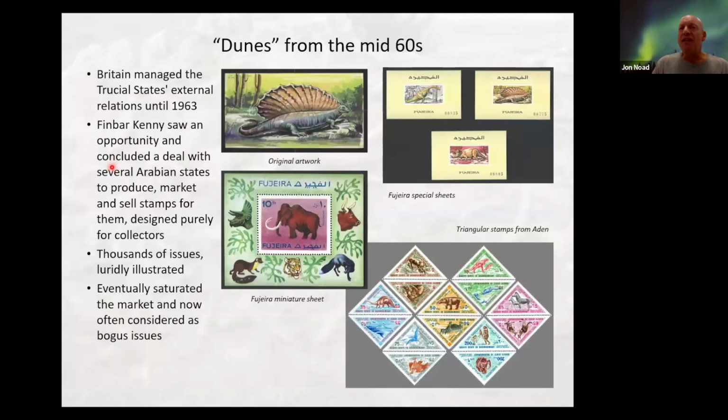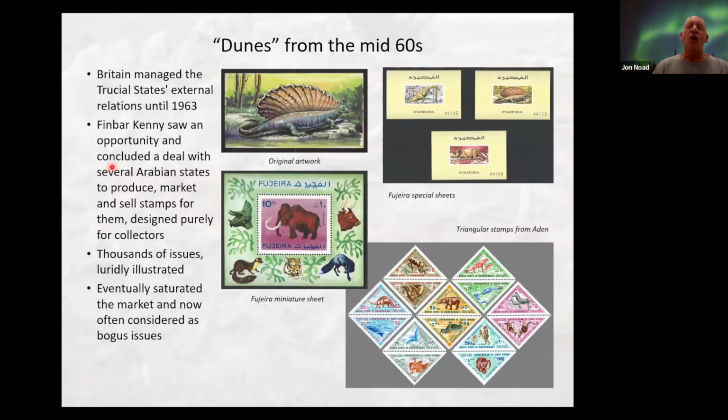So then from the mid-1960s, we also had what are called dunes. And any thematic collector out there worth their salt will know all about dunes, because these were produced allegedly by some of the Trucial States, Fujairah, and by other small countries in that Middle Eastern area. Myanmar was another example where they produced these stamps.